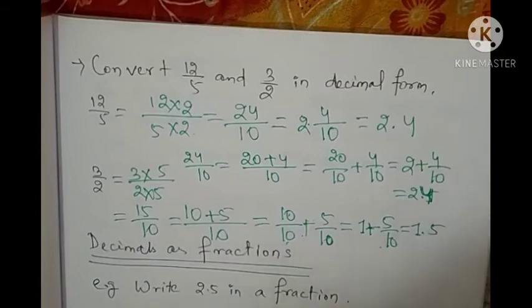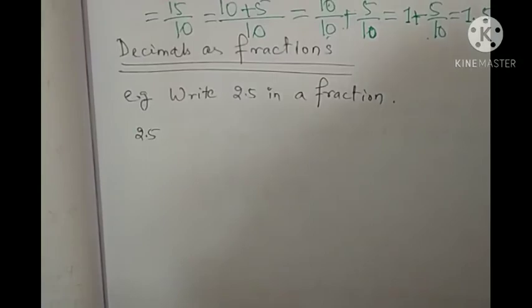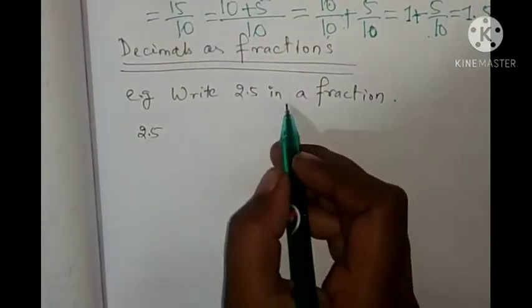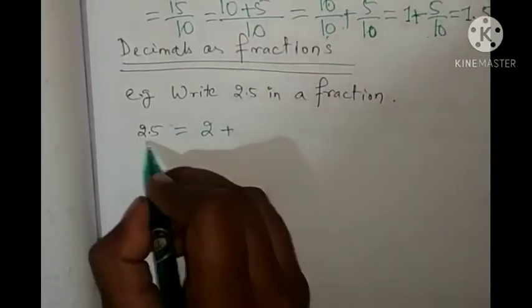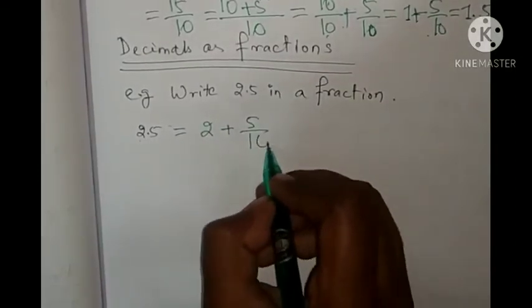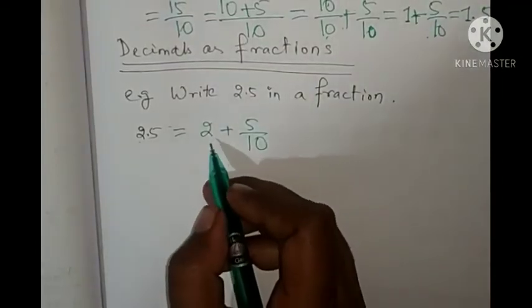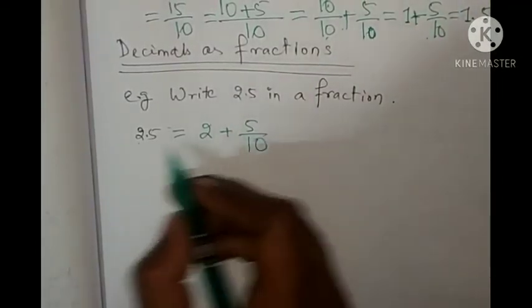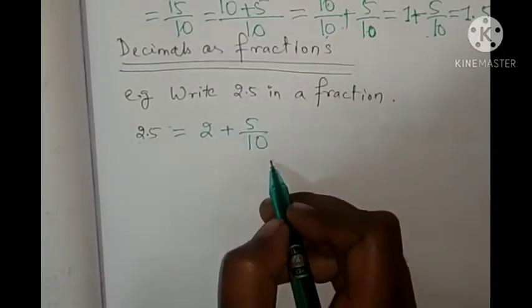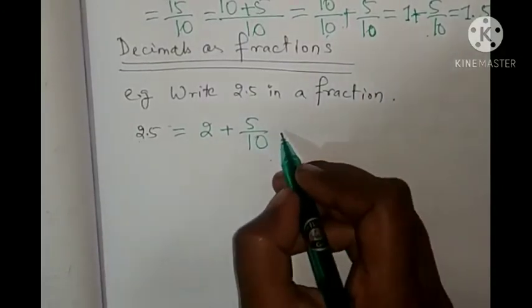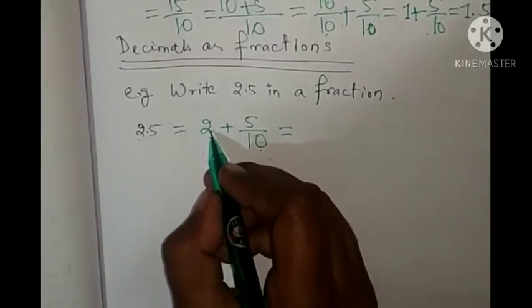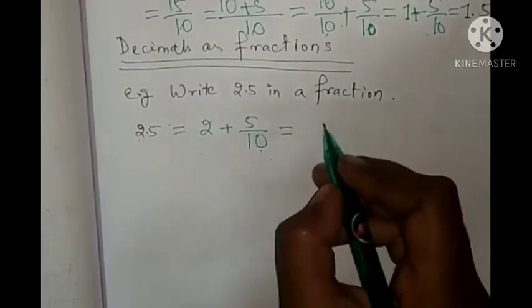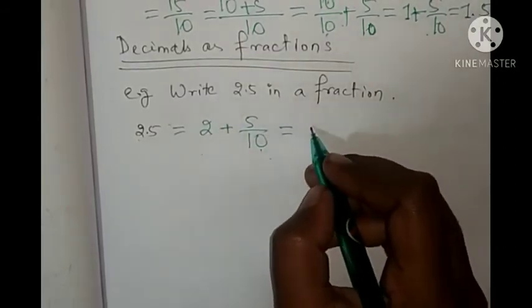Let's see how you can convert a decimal into fraction form. So look here, 2.5, right? 2.5 as a fraction. So 2.5 means 2 plus 0.5, which means 5 by 10. 2 is in the unit place, so 2, and 5 is in the tenth place, which means 5 by 10. So you can write it as 2 and 5 by 10. So now convert the 2 into an equivalent fraction with denominator 10.